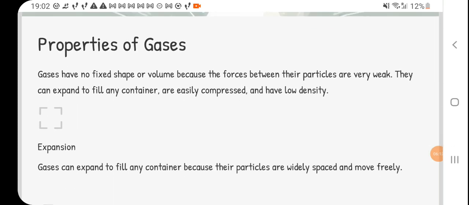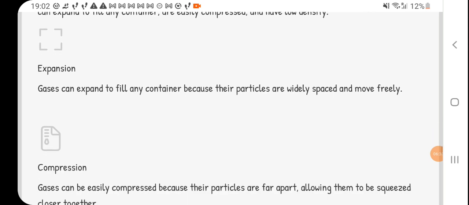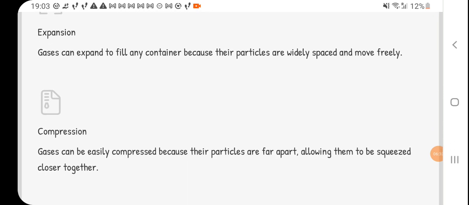Properties of gases. Gases have no fixed shape or volume because the forces between their particles are very weak. They can expand to fill any container or be easily compressed, and have low density. Expansion. Gases can expand to fill any container because their particles are widely spaced and move freely. Compression. Gases can be easily compressed because their particles are far apart, allowing them to be squeezed closer together.